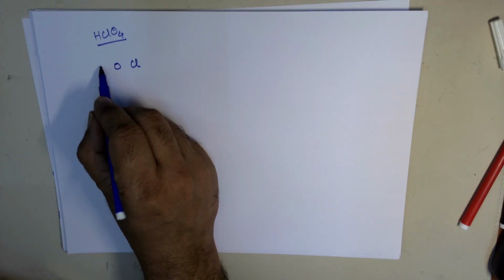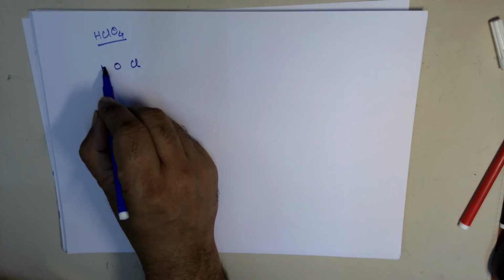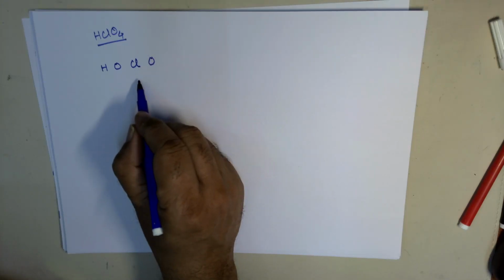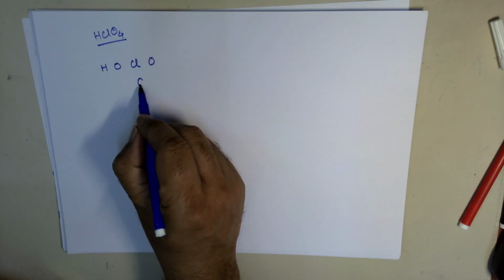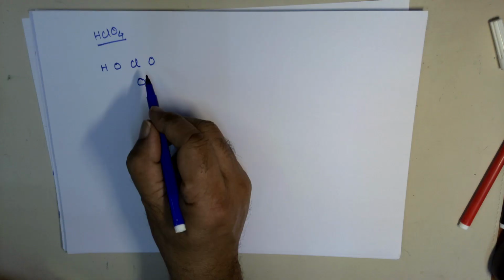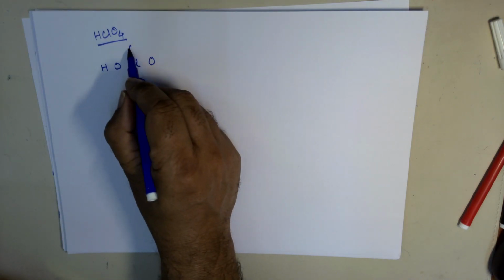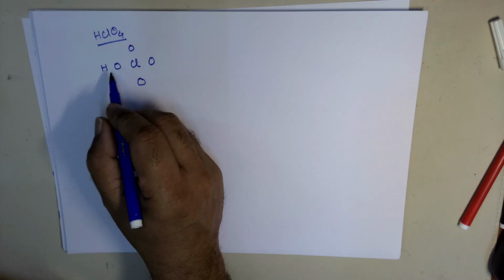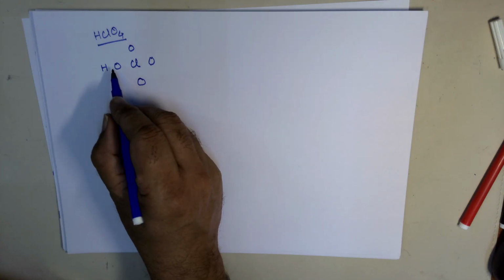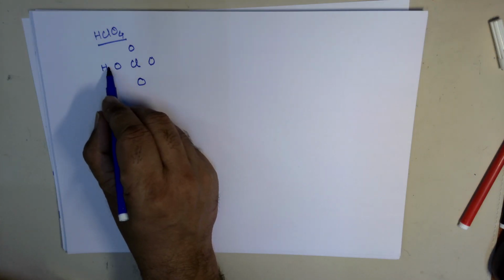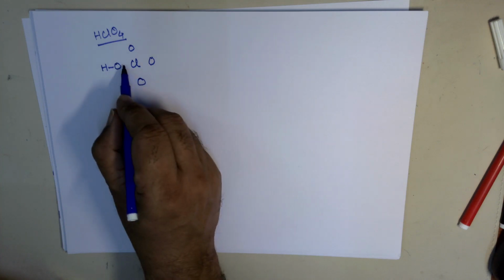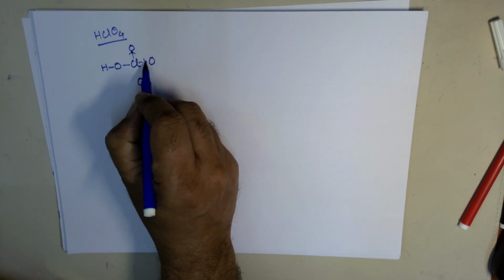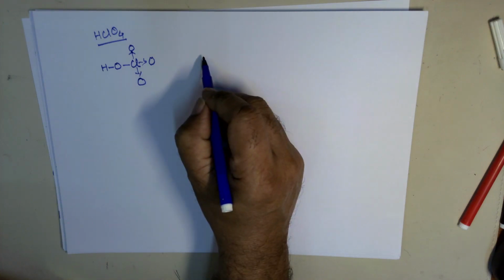Now tell me. H, this side. O. O. And above also. Tell me now. Shall we draw the bond? Shall we draw the bond directly so that you can easily understand? OH, right? And OCl, right? And simply put, that's all. Finished. Now we can draw the dot formula.